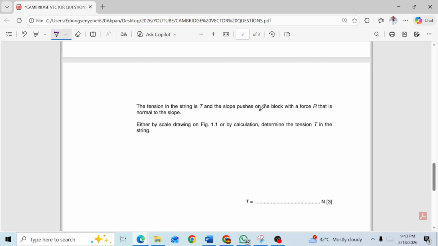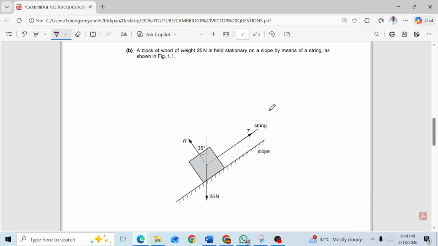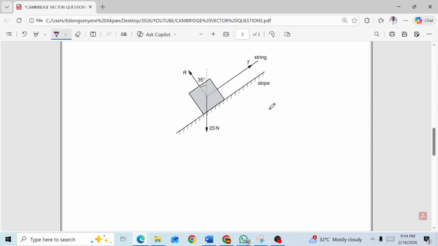The tension in the string is T and the slope pushes on the block with a force R that is normal to the slope. Either by scale drawing on figure 1.1 or by calculation, determine the tension T in the string. This is 3 marks. The 3 marks is not just the solving, it's also how you resolve it, vector resolution. What you should know is that this is 90. That tells you that the sum of upward force there is equal to the sum of downward force.